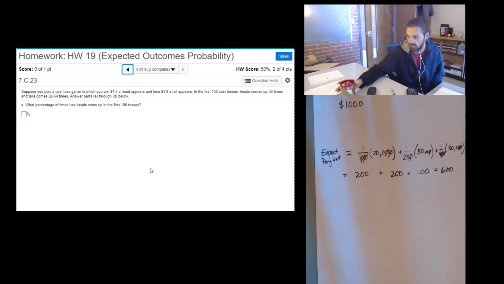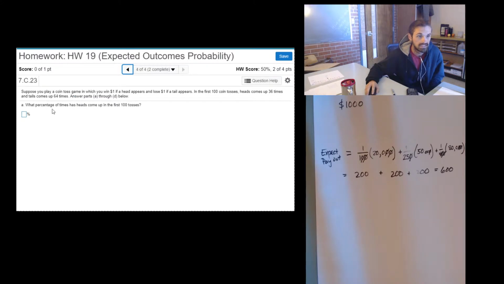All right, so let's jump into this one. Suppose you play a coin toss game. You get $1 every time heads appears, or you lose $1 every time tails appears. In the first 100 coin tosses, heads comes up 36 times and tails comes up 64 times.